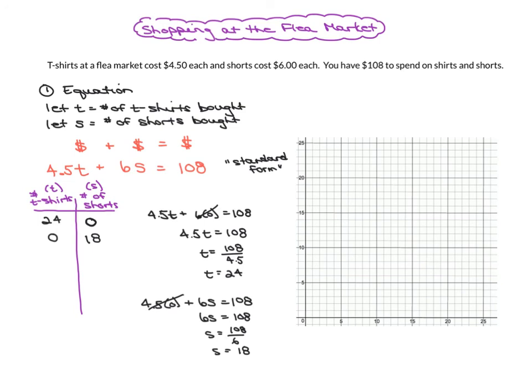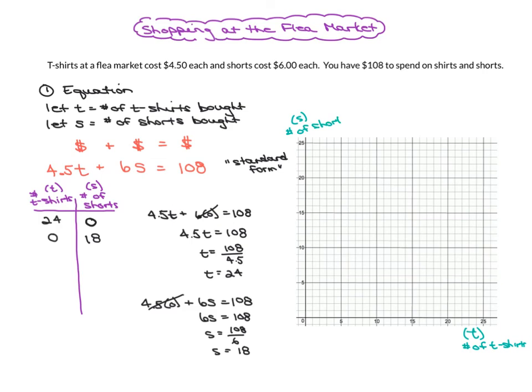It's now time to do a little visualizing. Let's create a graph to start visualizing this relationship. Since I had my t-shirts in my first column, I'm going to put that also on the x-axis. So I'm going to label the x-axis as T, which is number of t-shirts. And I'm going to label my y-axis. This is going to be S, which is my number of shorts.